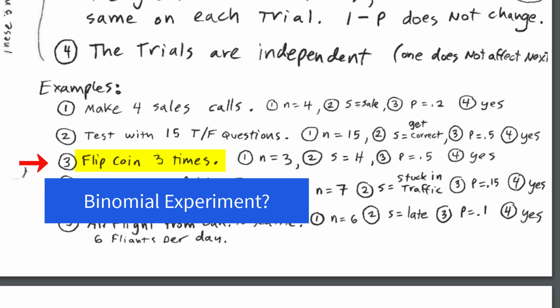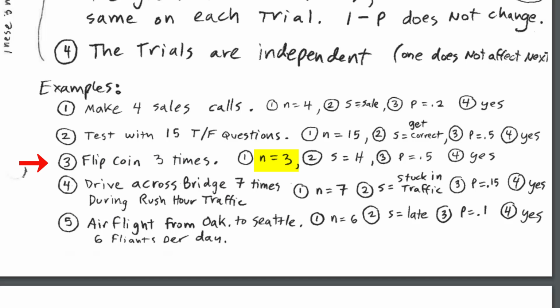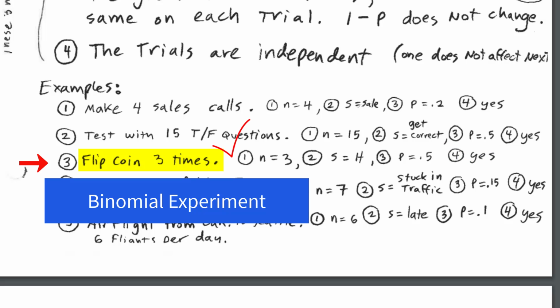How about flipping a coin 3 times? Well, we have a fixed number of trials, 3. Success can be head or tail. Probability for either one is the same at 0.5 for each trial. And yes, each coin flip is independent of the other. So that's a binomial experiment.